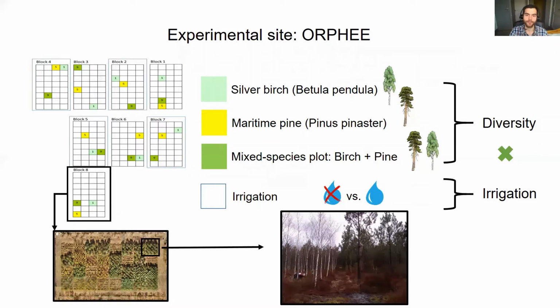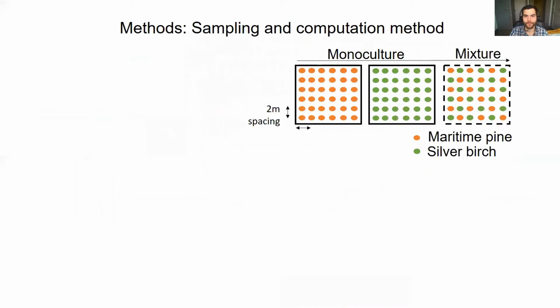From all the possible species combinations that ORPHEE has to offer, we chose to work with birch and pine monocultures and their mixture, as birch and pine are considered to have a priori contrasting vertical root distributions and fine root morphological traits, with the possibility to stratify further under mixture. Each plot of our experiment contains 10 rows of 10 trees, planted 2 meters apart, resulting in 100 trees per plot, with a plot area of 400 square meters.